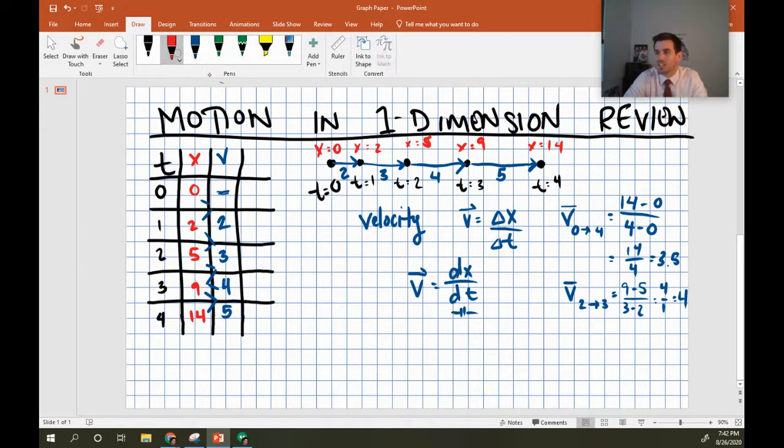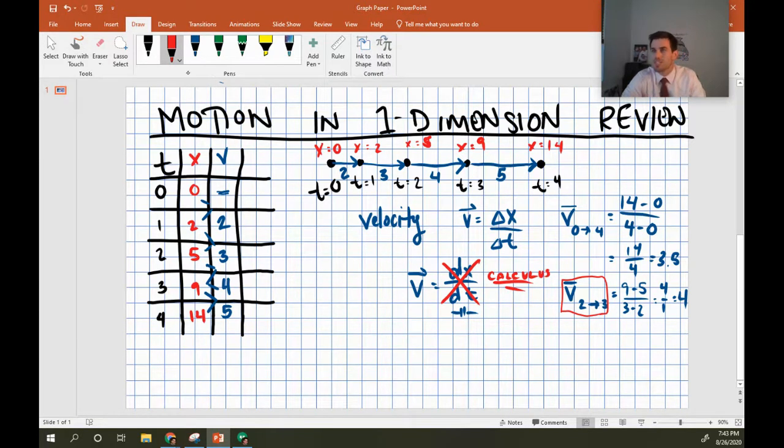But we can't actually do that in this class because this requires calculus. Those of you who are taking calculus or planning on taking calculus, you'll do instantaneous velocities using calculus. But we're not going to do that in this class. The best we're going to do is try to get as close as we can to instantaneous velocities by choosing moments that are as close together as possible, or we choose moments where we can tell that the velocity isn't changing during that period.